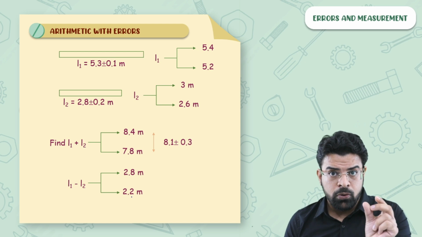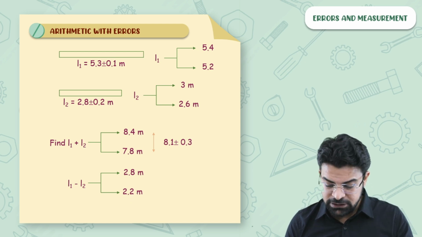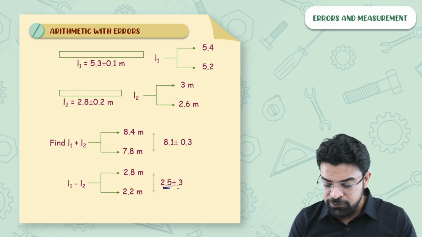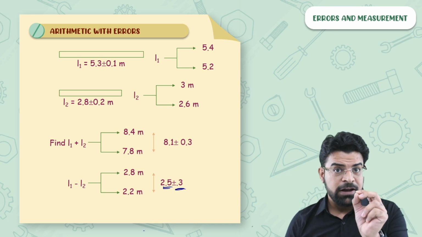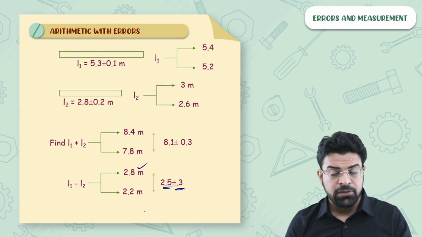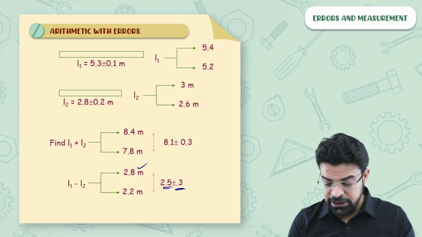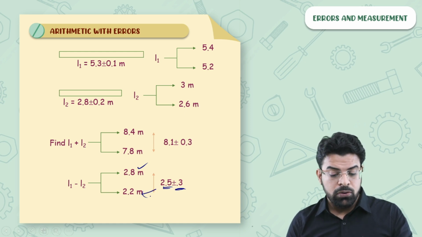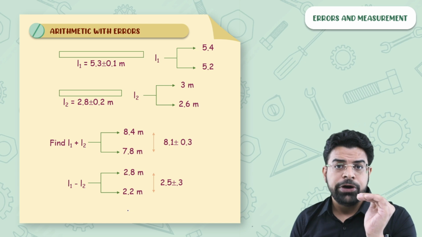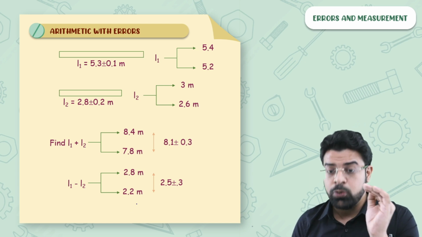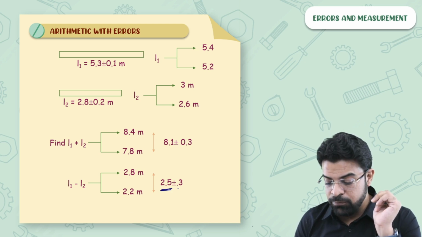How can you report it as a single answer? You will say, if I think of 2.5 plus minus 0.3, 2.5 plus 0.3 gives you 2.8, 2.5 minus 0.3 gives you 2.2. So the length range of 2.2 to 2.8 can be reported as anything 2.5 plus minus 0.3.